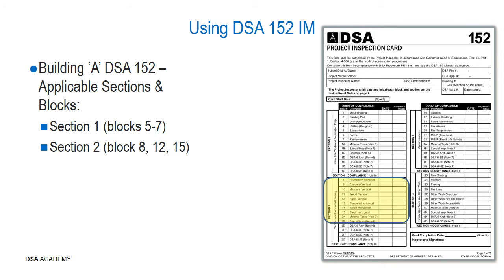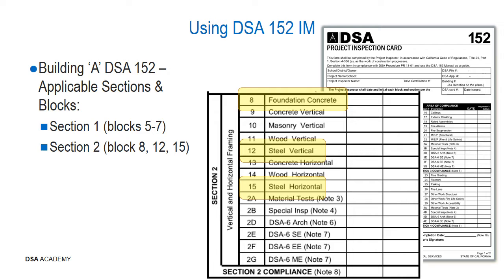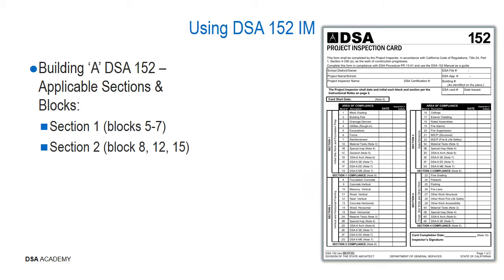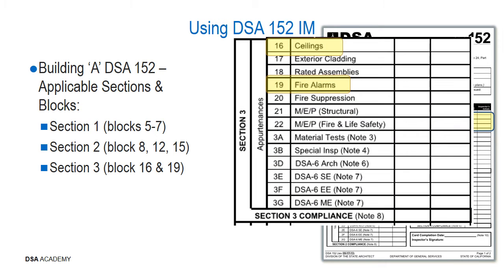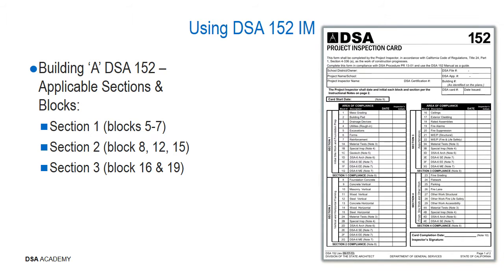Section 2, blocks 8, 12, and 15, because we have the foundation concrete, some steel vertical for the steel column and steel horizontal for the steel beam. Section 3, the applicable blocks would be blocks 16 and 19. And the ceilings, and the reason for the ceilings was because there would need to be some modification to the existing ceiling to remove that bearing wall and to have the sliding partition and to provide probably some lateral bracing for that steel beam. And then there's going to be some modifications and new fire alarms that might be being put in as well.